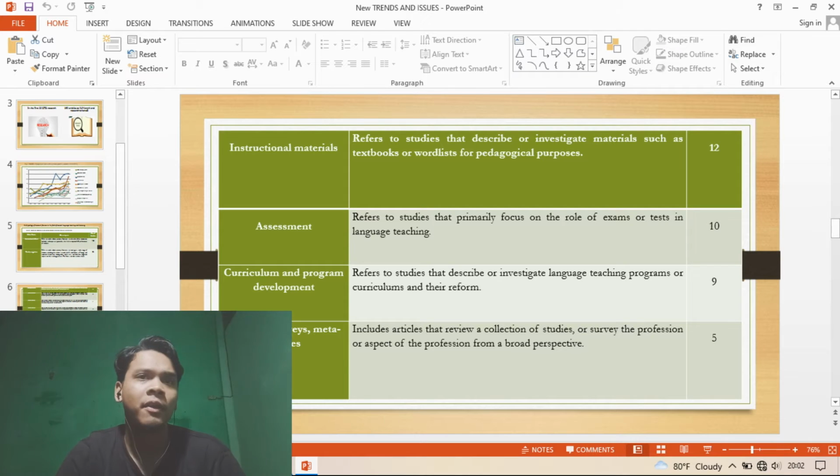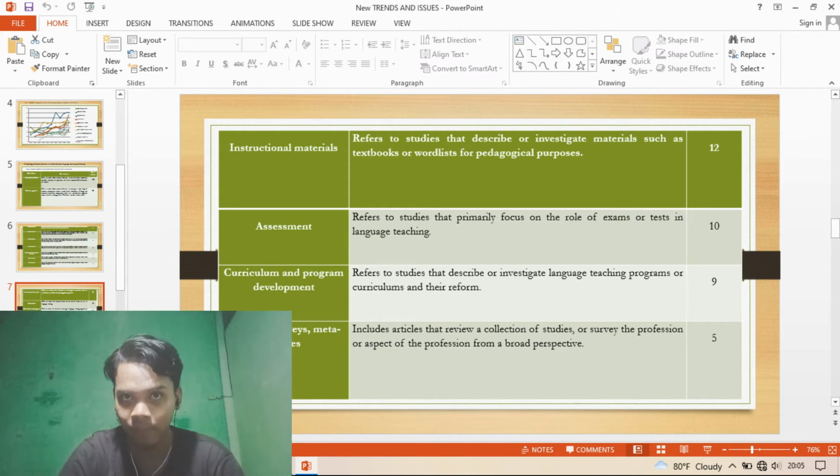And then another main focus, we have instructional materials. It refers to studies that describe or investigate materials such as textbooks or word lists for pedagogical purposes. The number of articles here is 12. Assessment refers to studies that primarily focus on the role of exams or tests in language teaching. The number of articles here is 10.